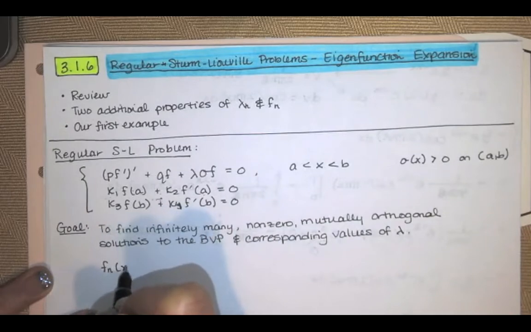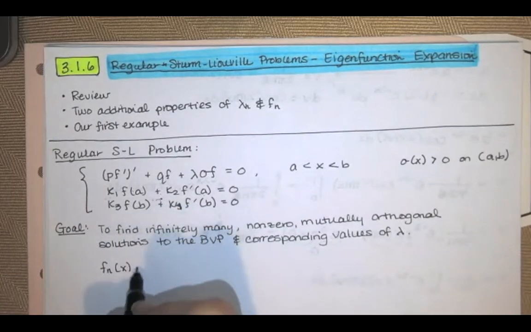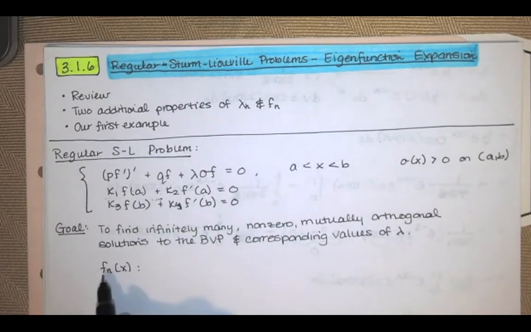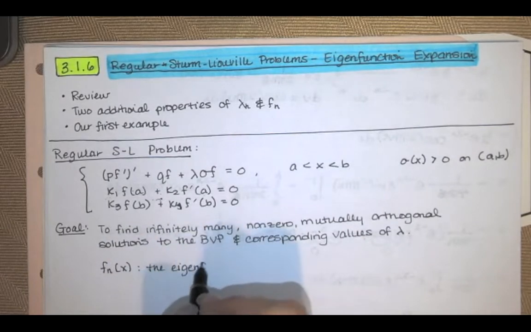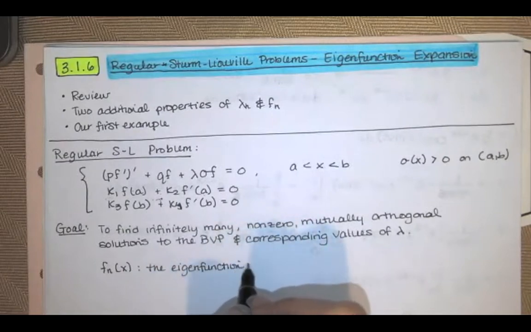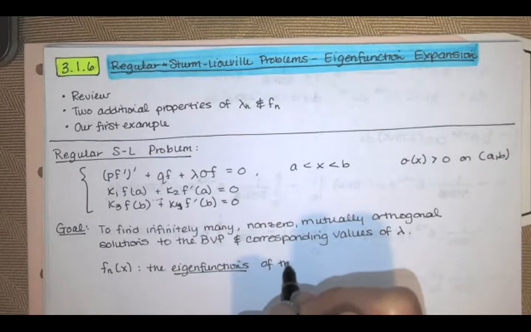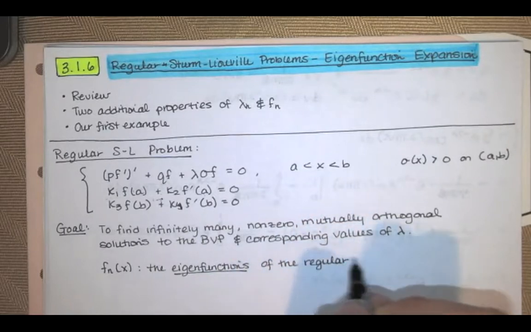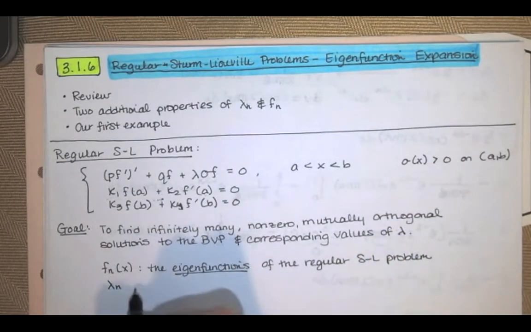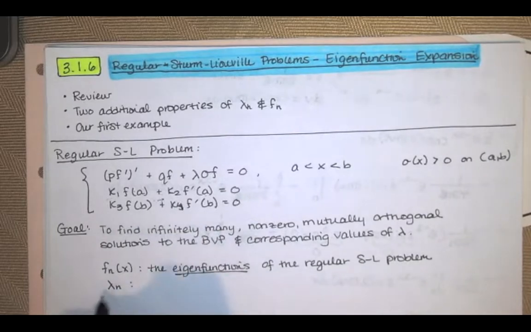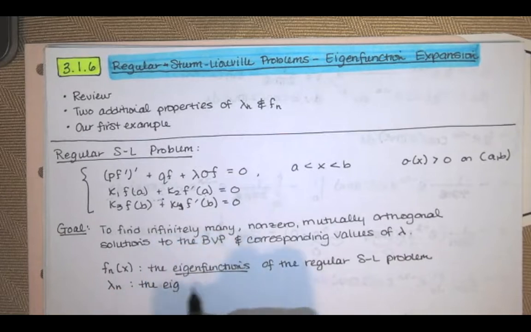Those solutions are called f sub n of x, or notated that way. It's just f of x, but we're including this subscript n because we're going to have infinitely many of them. Those solutions are called the eigenfunctions of the regular Sturm-Liouville problem. And those values of the parameter lambda are labeled lambda sub n, again, because we've got infinitely many of them. We have a sequence of them. Those are called the eigenvalues. Every eigenfunction corresponds to a particular eigenvalue.